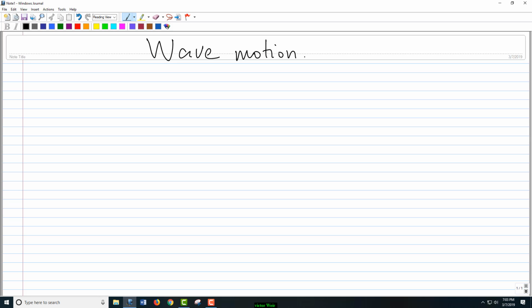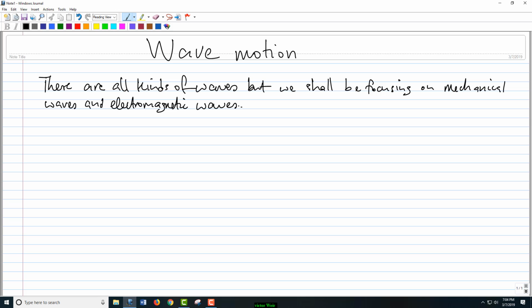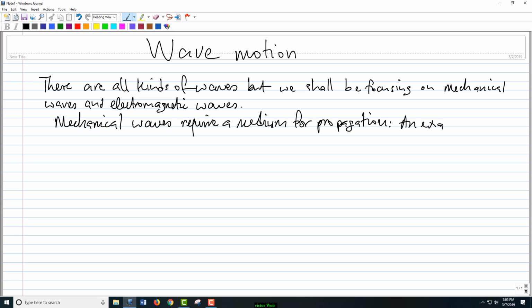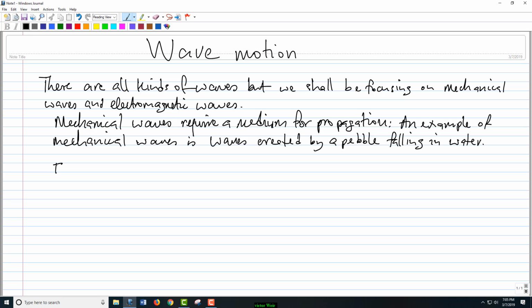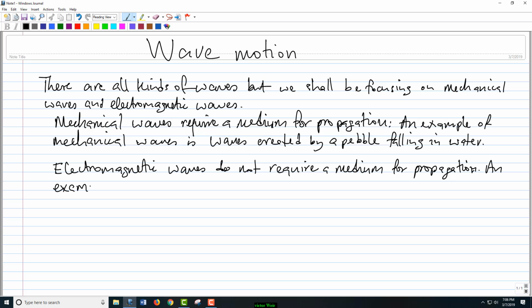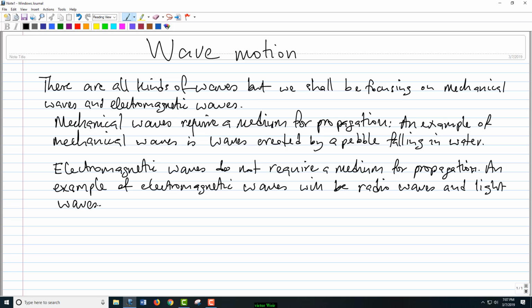There are all kinds of waves around, but we shall be focusing on two types: mechanical waves and electromagnetic waves. Mechanical waves require a medium for propagation. An example of mechanical waves is waves on water. Electromagnetic waves, on the other hand, do not require a medium for propagation. Examples are radio waves and light waves. For this part of our course, which is a course on mechanics, we shall be studying just the mechanical waves. So let's look at the characteristics of mechanical waves.